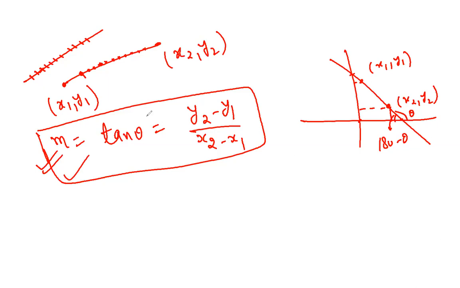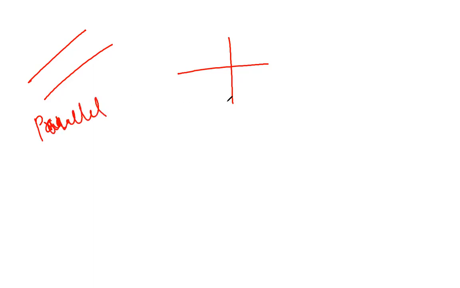Now I will tell two concepts today here: if you have two lines, either both lines are parallel or both lines are perpendicular to each other. So this is for parallel. Parallel, P-A-R-A-L-L-E-L, and this is perpendicular. Okay.